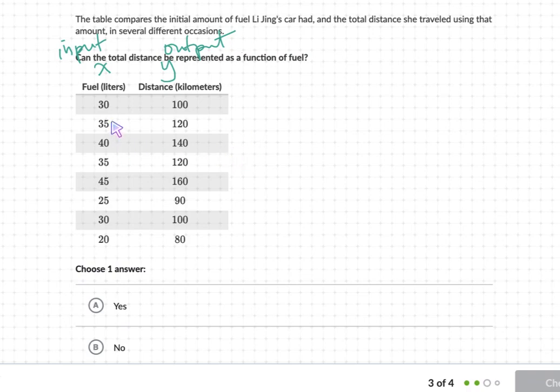All right, so remember, I'm looking to see if each input has one unique output. So I'm going to scan through my X's and look for same X's. So I see 30 and 30. The 30 should only be lined up to one single output. Does it? Yes, it does. So these work. It's predictable. Every time I only have 30 liters of fuel in my car, I can go 100 kilometers. Every time. It's predictable.